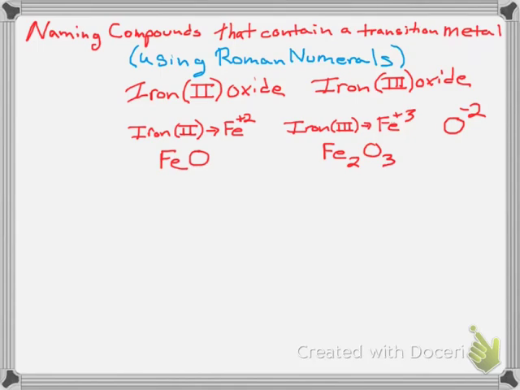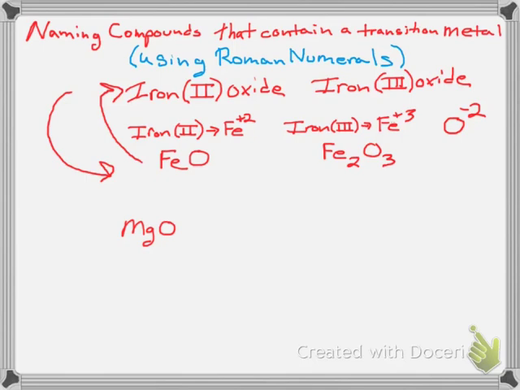So, if you know the name of the compound with the Roman numeral, you know how to figure out what the compound's formula is. But if you were given the formula, could you write the name of the compound and get the right Roman numeral in there? Let's start with one that you would already know how to name, MgO.